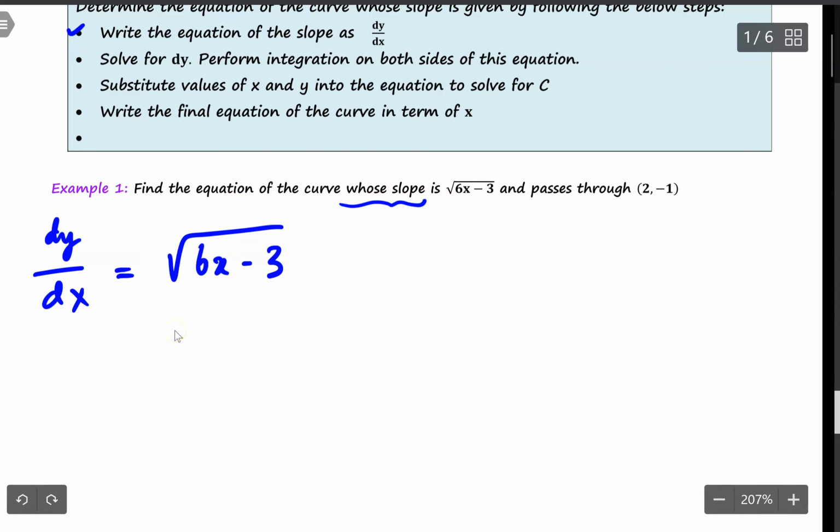So it's a sentence, and then you translate that into a very logical mathematical equation. Then, as I explained, dy divided by dx. So I can multiply this dx over to the other side of the equation.